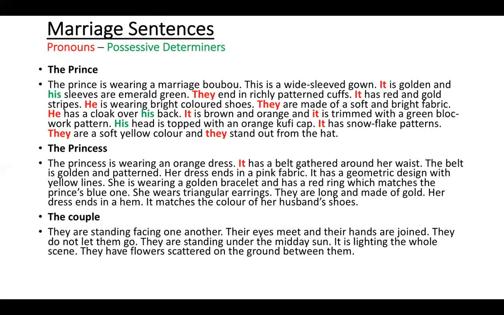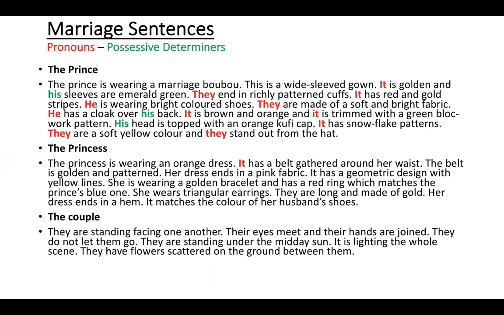They are the shoes. Well done. He has a cloak over his back. So he, obviously, is the prince, over his back. His is a possessive determiner because you have the noun next to the determiner, which is back. Okay. It is brown and orange and it is trimmed with green block work pattern. His head, so the prince, is topped with an orange kufi cap. It has snowflake patterns. The cap is replaced with it. They are a soft yellow colour and they stand out from the hat. So they is describing, in place of, the snowflake patterns.